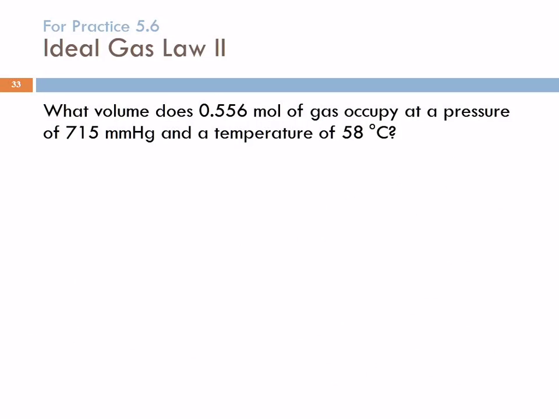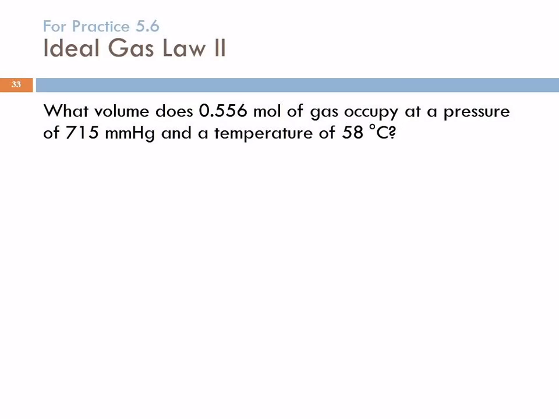Another ideal gas problem. What volume does 0.556 moles of gas occupy at a pressure of 715 millimeters of mercury and a temperature of 58 degrees Celsius? So you may be able to look at this and say, there's nothing changing here. I'm going to need the ideal gas law. I don't really need to make a table. That's fine. If you don't recognize that, go ahead and make the table. You'll have 1 row, and you'll have identified everything. I'm going to do it without the table this time.